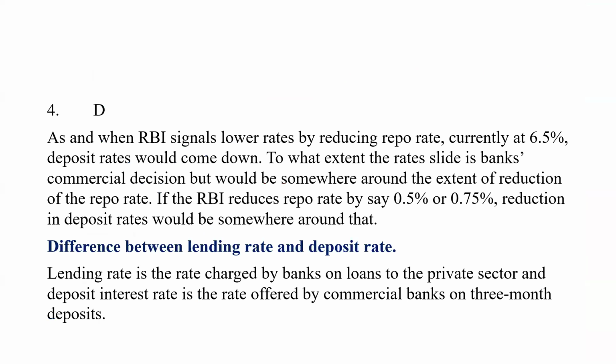The difference between the lending rate and the deposit rate: the lending rate is the rate charged by banks on loans to the private sector, and the deposit interest rate is the rate offered by the commercial banks on 3 months deposits. When RBI signals lower rates by reducing the repo rate, currently at 6.5%, deposit rates would come down. To what extent the rate slide happens is the banks' commercial decision, but it would be somewhere around the extent of the reduction of the repo rate. If RBI reduces the repo rate by 0.5 to 0.75%, the reduction in deposit rates would be somewhere around that. Okay.